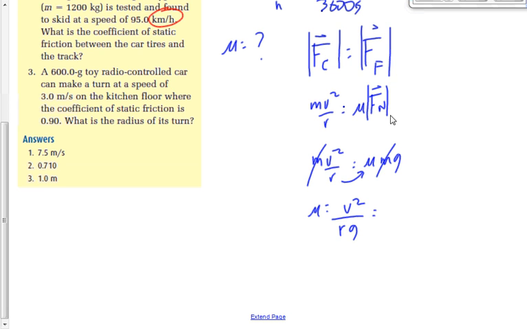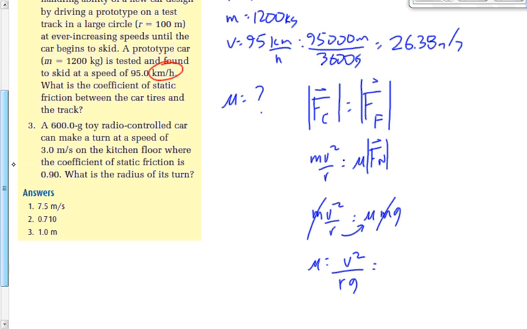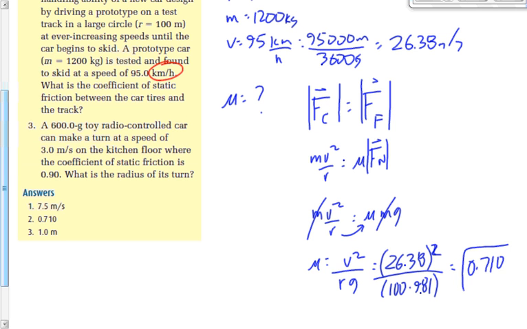So what do we got here? A speed of 26.38 squared divided by r, 100 meters, times 9.81. You do the math there, and it should work out to be 0.710. And there are no units, remember, associated with coefficient of friction. Good? Is that okay? Any others?